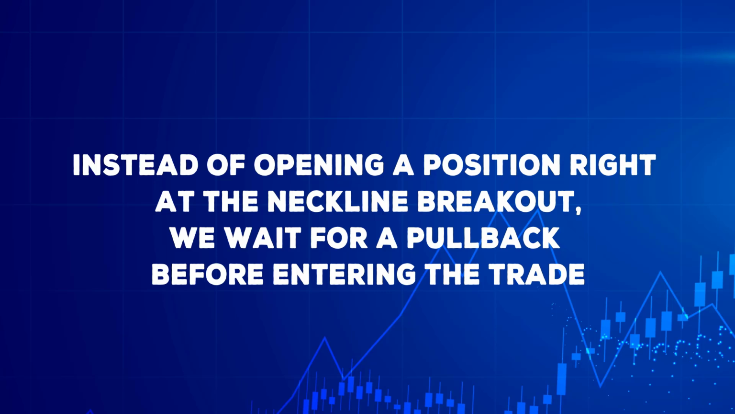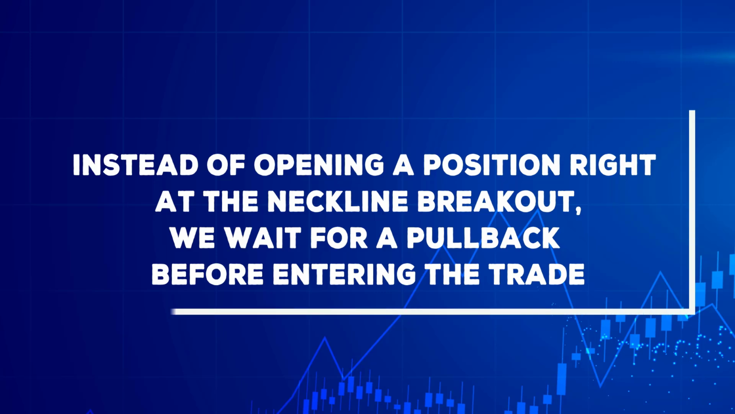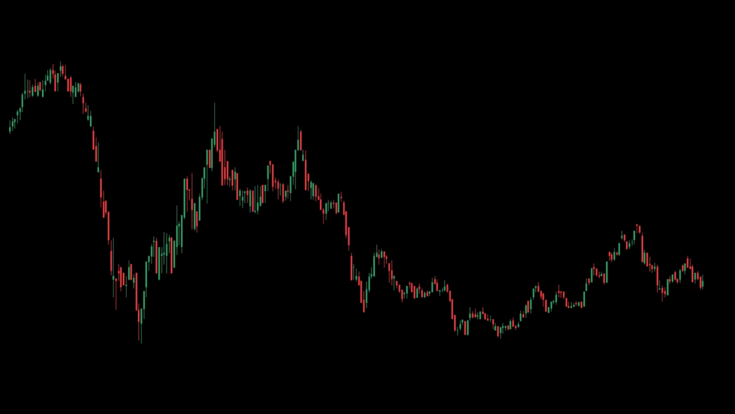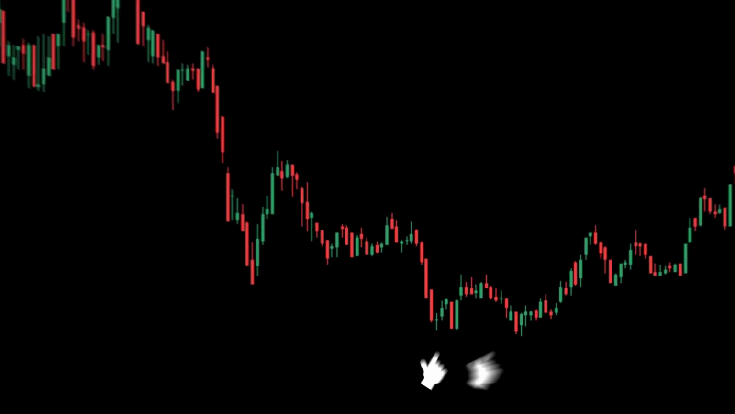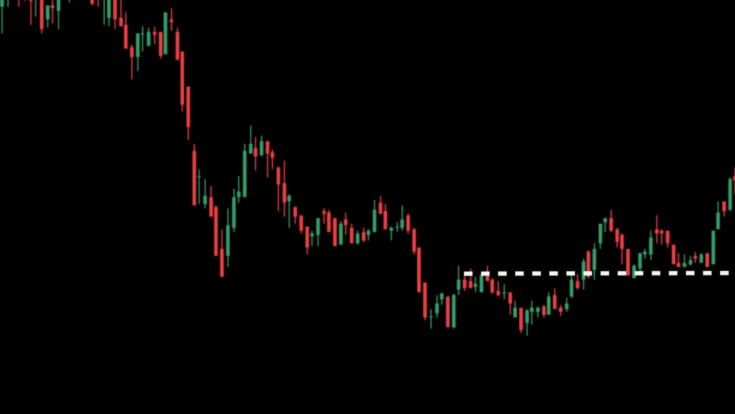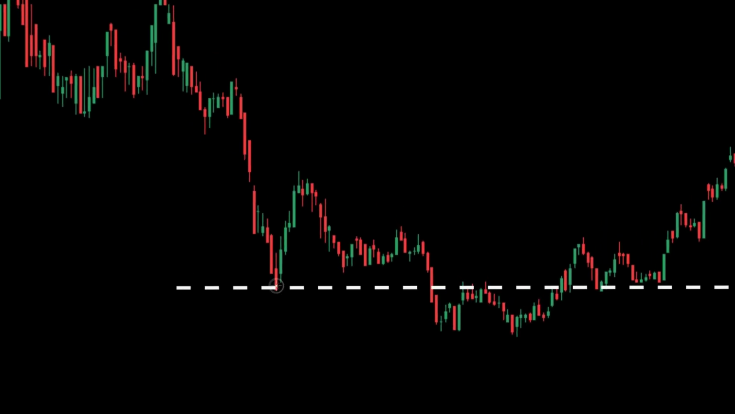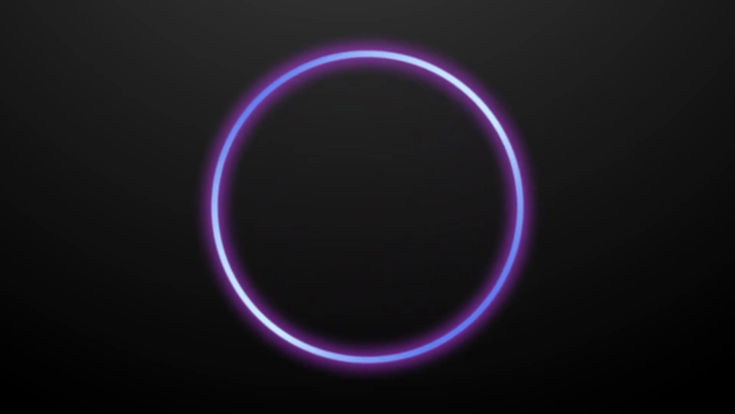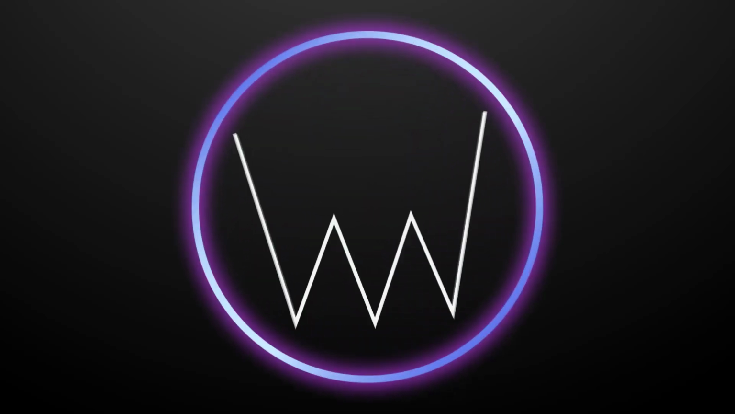Next, let's move on to the third method. Instead of opening a position right at the neckline breakout, we wait for a pullback before entering the trade. Looking at a stock chart example, we can see a double bottom pattern with the price already breaking through the neckline. But instead of entering a long position at the breakout point, we wait for the price to pull back to retest the new support level before entering. This approach increases your probability of success, since the price is now supported by both the neckline and the previous support level. Now let's move on to the next pattern, the triple top and triple bottom patterns.